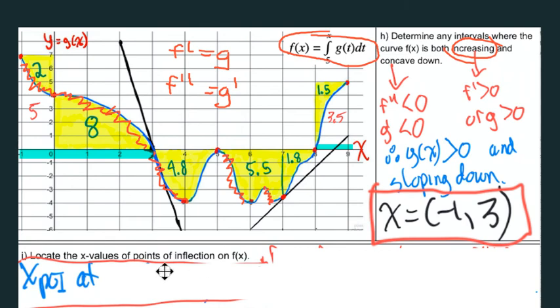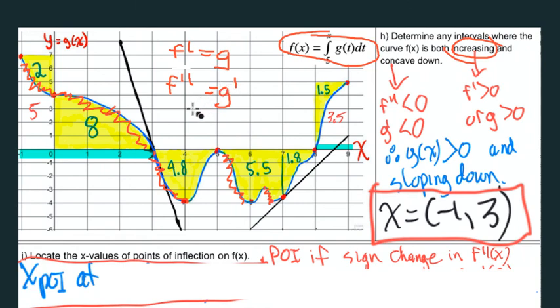Okay, points of inflection. Where do points of inflection occur? Points of inflection occur when f double prime is 0, and if there's a change in sign in f double prime. So what is f double prime? f double prime is the slope of this curve. So there has to be a change in the sign of g prime. Well, what does that mean then? That's a change in the slope, the change in the slope.